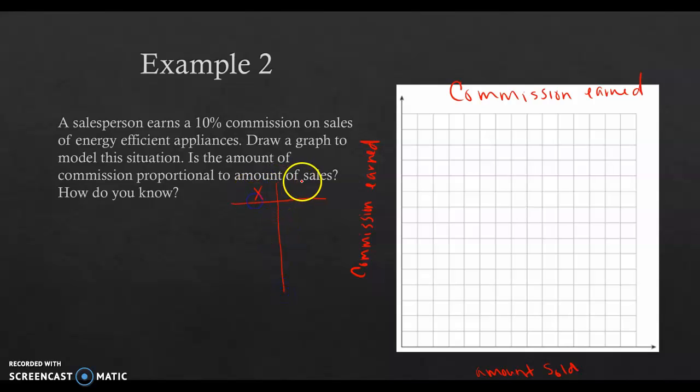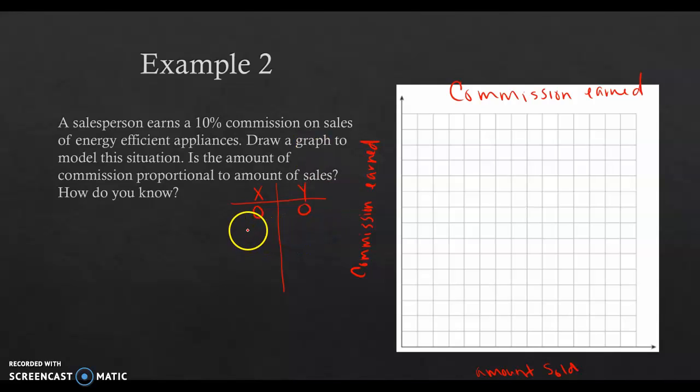And we're going to have our X and our Y. X, as we already said, is going to be the amount that it costs, like the appliance cost, and Y is going to be the amount of commission earned. So we're going to start: if the salesperson sells $0 worth of anything, they're going to earn $0, right? So we have (0, 0).